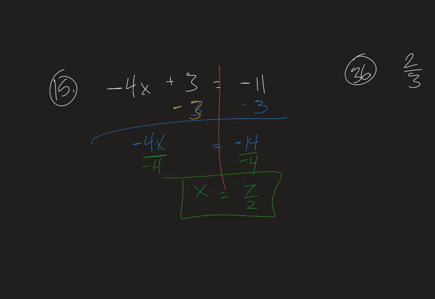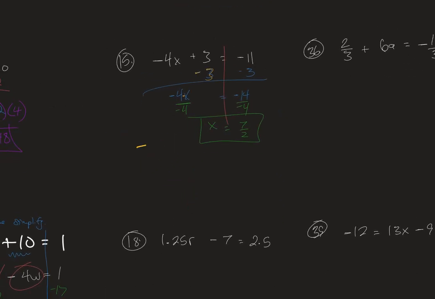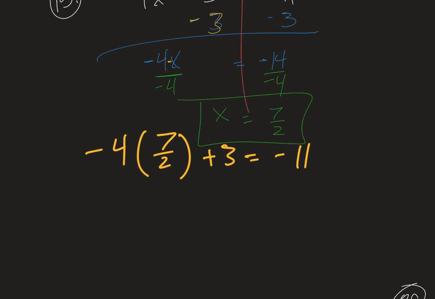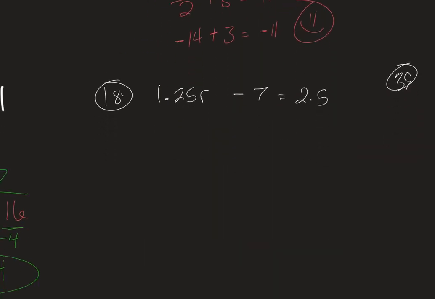We divide by negative 4 because these are multiplying, and we're done. So let's plug it back in. Negative 4 times 7 over 2. If we add 3 to that, do we get negative 11? Well, let's find out. Negative 4 times 7 is negative 28 over 2 plus 3. So what's negative 28 divided by 2? That's negative 14. If you add that to 3, you definitely get negative 11.